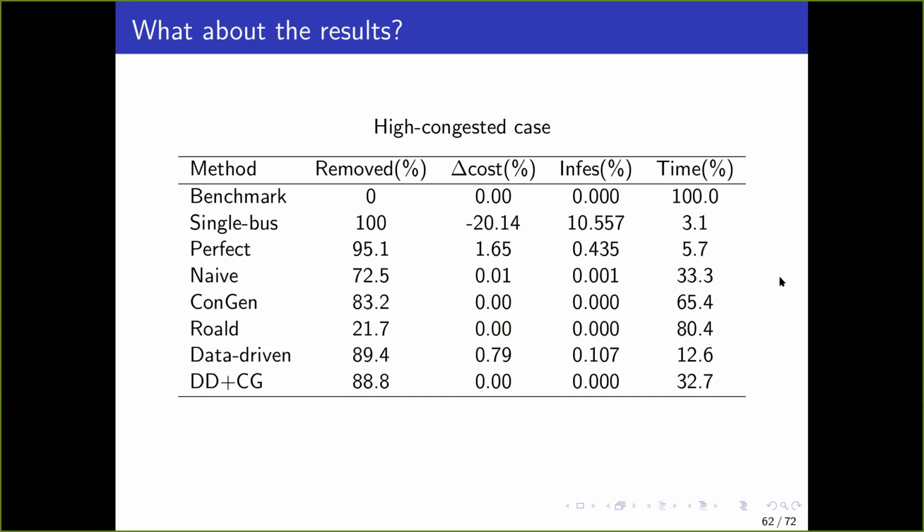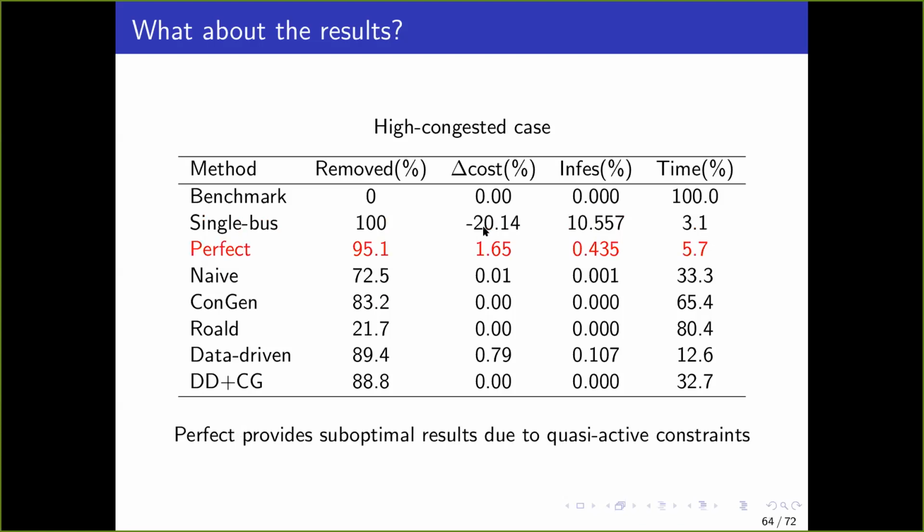So let's go to a more interesting case. This is a highly congested case, so what we have done is just reduce the capacity of the lines. First, the single bus method is not any good now. The results are very fast, but the deviation from the original solutions is huge. And even the perfect information method is giving you bad results. This is, as we discussed before, because you are removing quasi-active constraints.